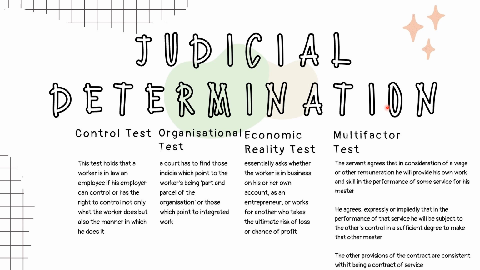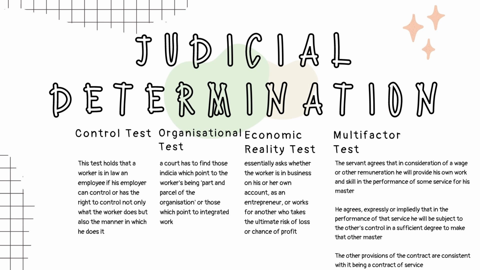The other provisions of the contract are consistent with it being a contract of service. So for example, a contract obliges one party to work for the other, accepting his control and to provide his own transport. Even though he has to provide his own transport, this is still a contract of service, as the obligation to provide his own transport does not affect the substance of the contract. If it affects the substance of the contract, though, it's a whole different story.